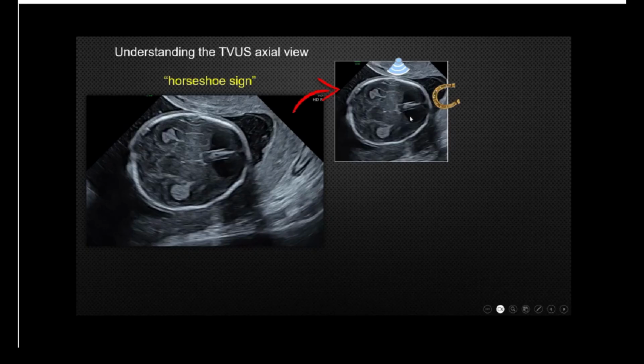And if you want to understand it better, you should change the orientation of the probe. You should not insonate laterally, you should insonate perpendicularly through the anterior fontanelle.